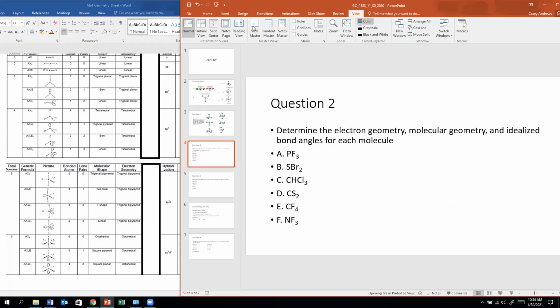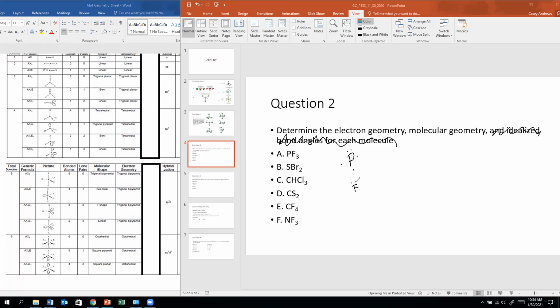So here, let's do A, right? So we need to figure out what is the electron geometry, molecular geometry, and bond angles. We'll just say electron geometry and molecular geometry for these molecules. All right, so PF3. So we have to remember how to make our Lewis structures. So phosphorus has 5 valence electrons.